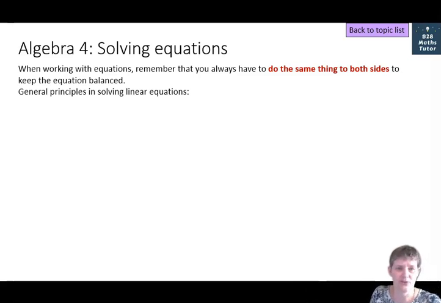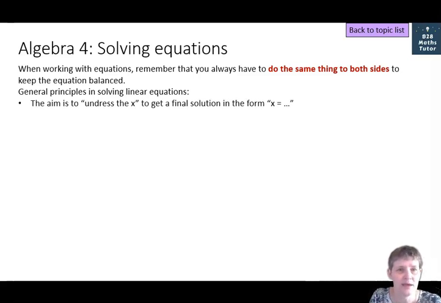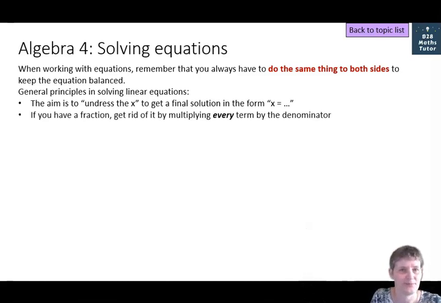When you're trying to solve an equation, what you're trying to do is distill it down to x equals a number, or possibly more than one number. So we're trying to undress the x, assuming it's x that you're trying to find, whatever letter you're trying to find. And you get a final solution, x equals something.